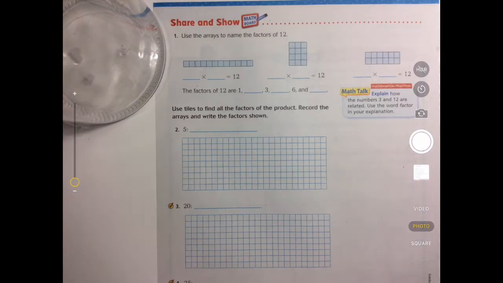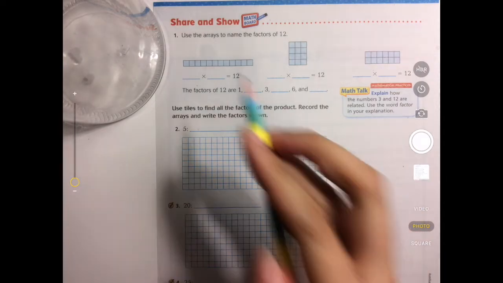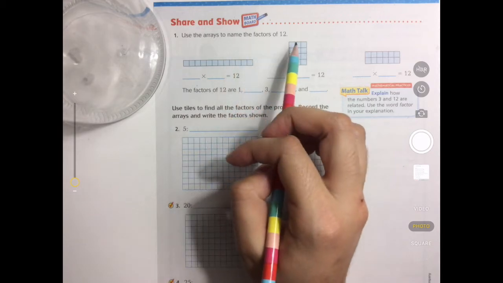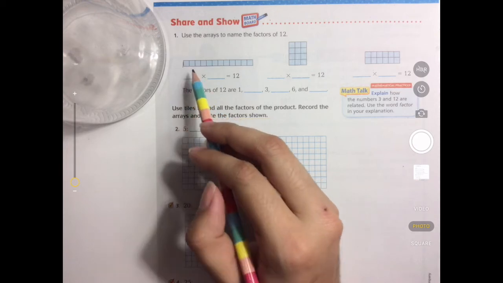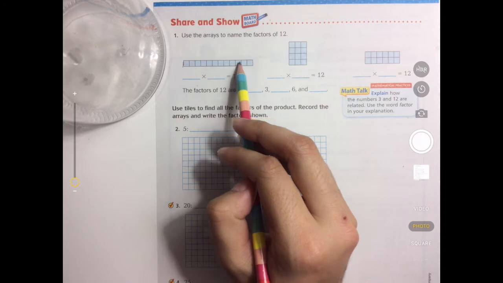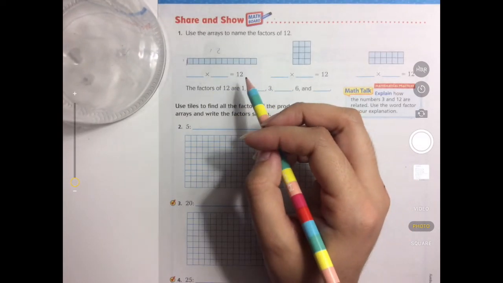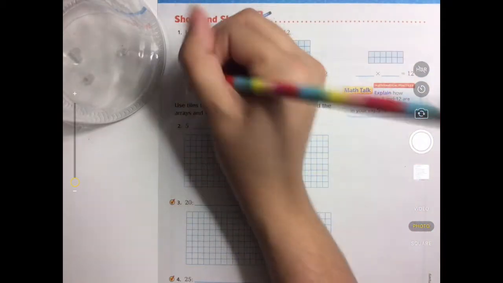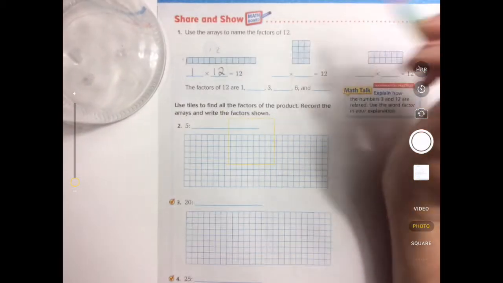Now let's move on. Now we are going to do share and show, which is just more of what we've been doing already. So number 1 says, use the arrays to name the factors of 12. So what does this array tell us? We have one row of 1, 2, 3, 4, 5, 6, 7, 8, 9, 10, 11, 12. So one row of 12 tells us that is what multiplication problem? 1 times 12.